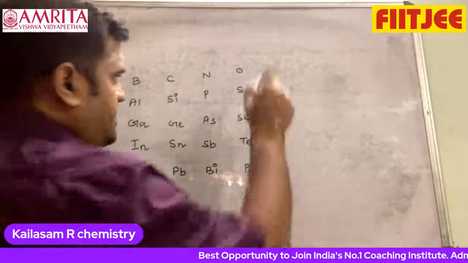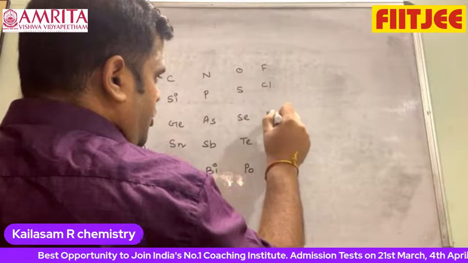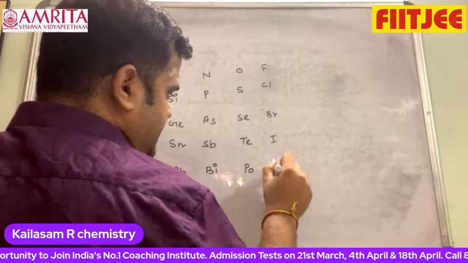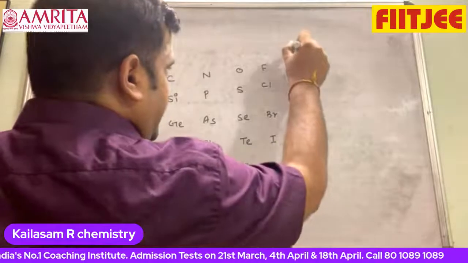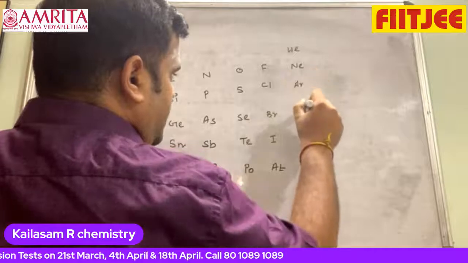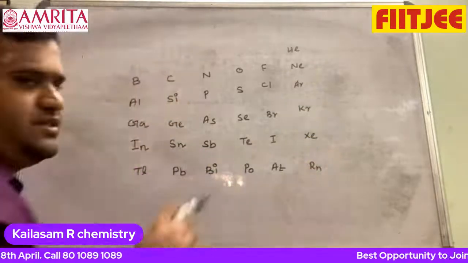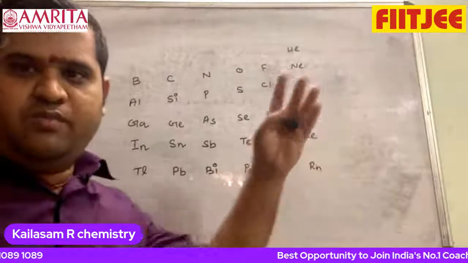And last will be fluorine, chlorine, bromine, iodine, astatine. I can go here helium, neon, argon, krypton, xenon, radon. Look at this. This is what I want to say as the P block elements.